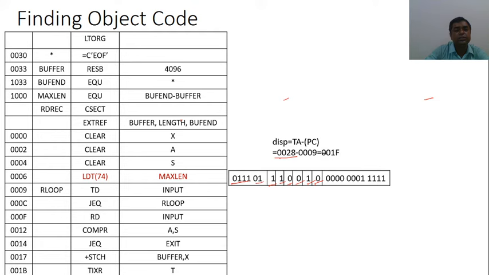Now, suppose the scenario was like this: in the EXTREF, MAXLEN was written here, and MAXLEN was not defined in this control section.